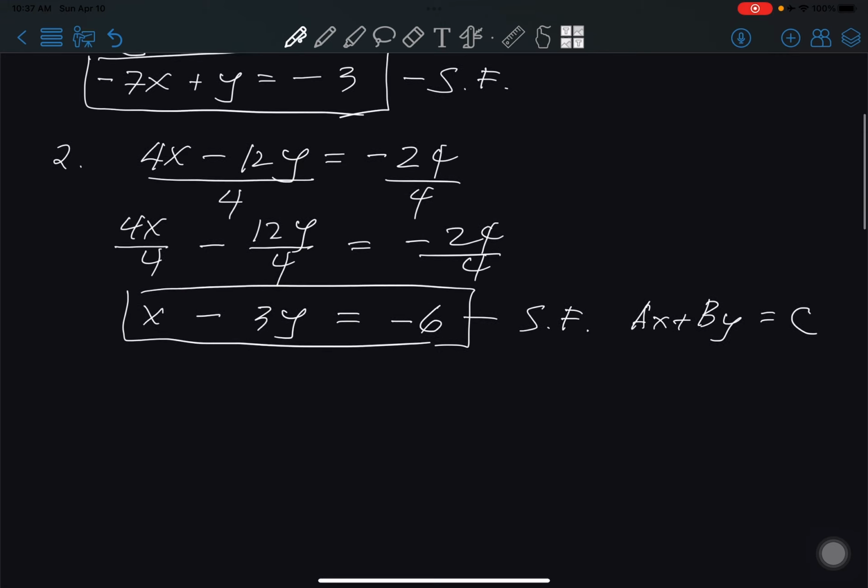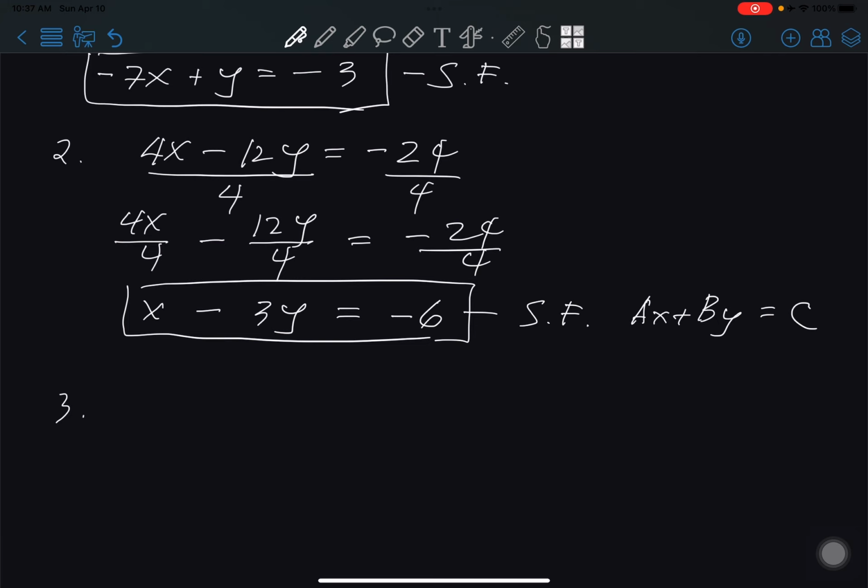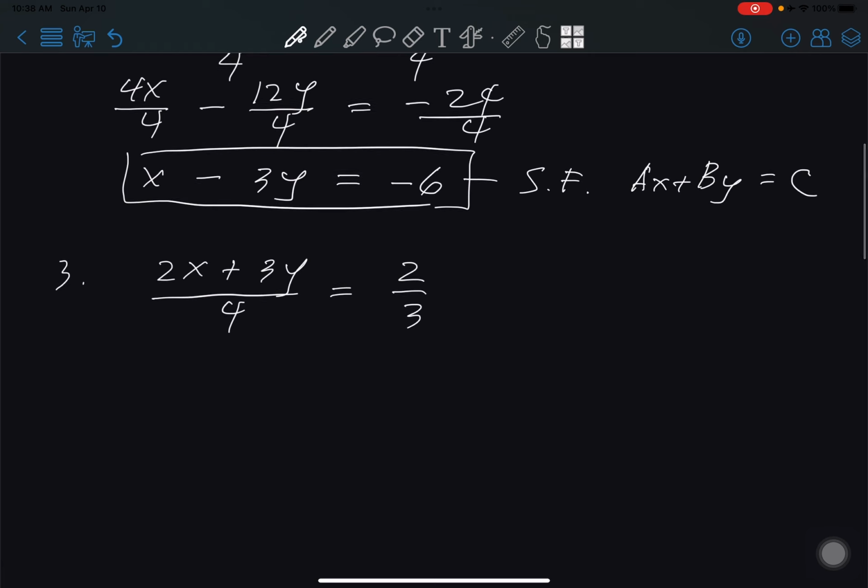Okay, another, let's say we have 2x plus 3y all over 4 is equal to, let's say we have 2/3. In expressing this in standard form, we need to use cross multiplication. Okay, so cross multiplying. So here it goes. That would be our process.